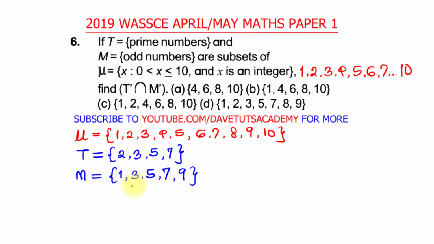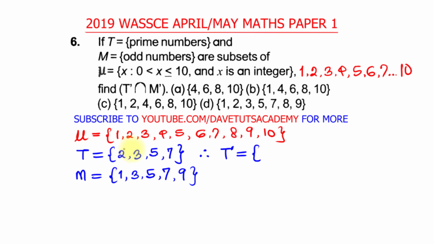Now, since we have defined this, we are asked to find the intersect of the complement of T and the complement of M, meaning that first we must find the complement of T. If we have defined T as this, the complement of T will be the numbers that are in the universal set, but they are not in T. That's the idea of the complement. They are in the universal set, but they are not in this particular set that we are looking at.